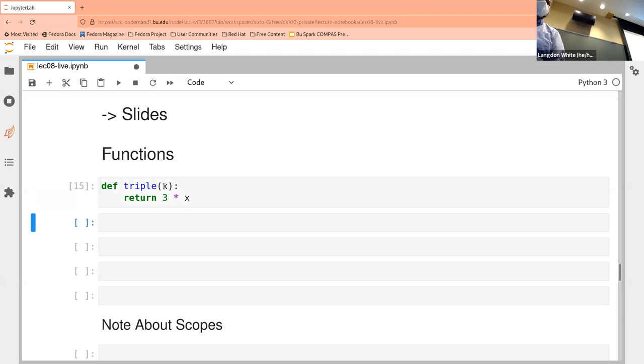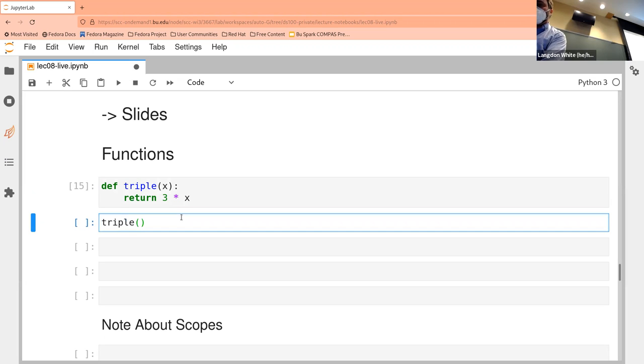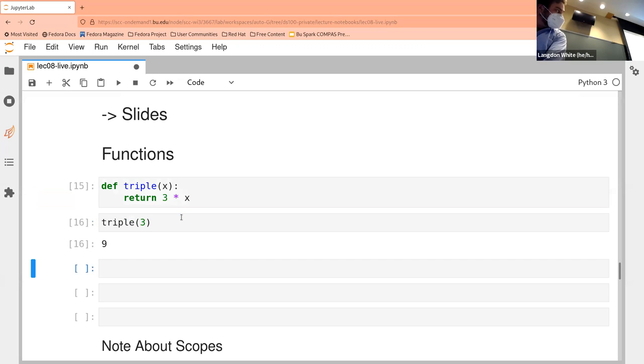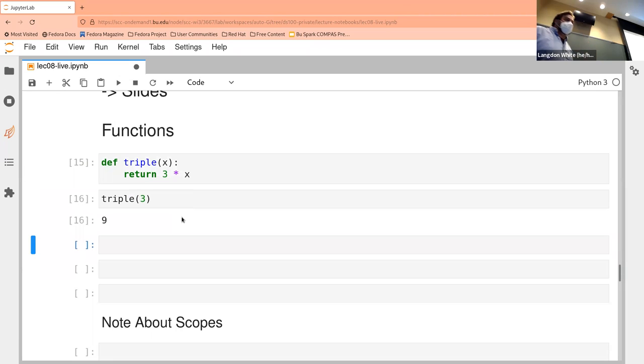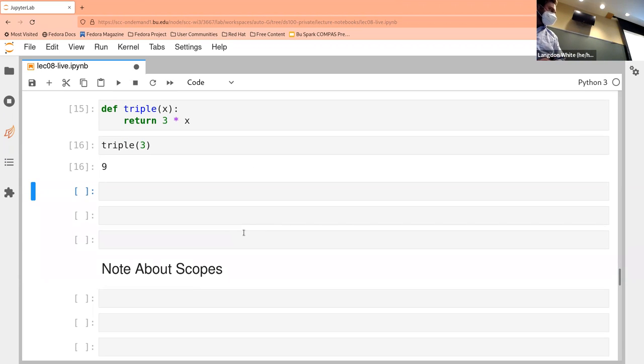Okay. Now, just like everything else, if I execute this, now this thing is available, okay? But I have to execute it first. So now I can do triple, let's say 3, and it multiplies by 9, and bang, we're done, okay? So now whenever I want to multiply by 3, let's say I need to do it a whole bunch of times, but I'm not 100% sure I always want to multiply by 3, so I have this function that does something and we call it triple. So the example is a little contrived, but you get the idea.